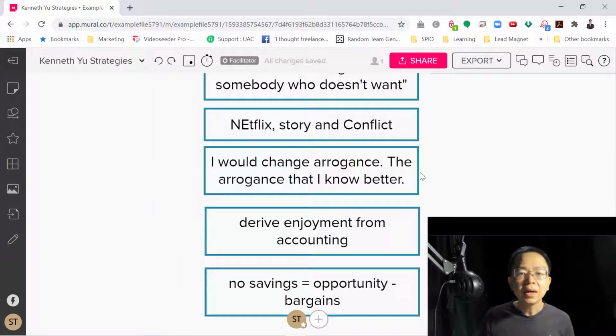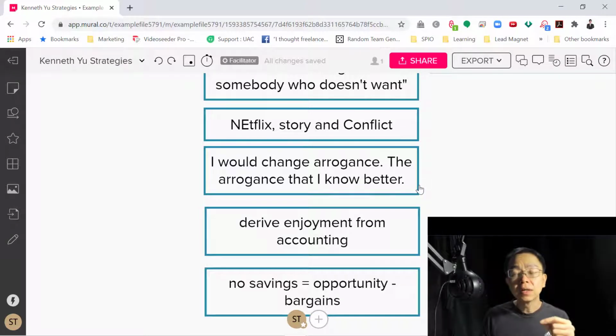Netflix, story and conflict. Never in your entire life would you have thought that Netflix, story and conflict is the core of understanding contrast, isn't it? Because people have invested time in the script, so obviously Netflix is a worthwhile investment now. So instead of thinking of it as entertainment, think of it as a $10 training every month.